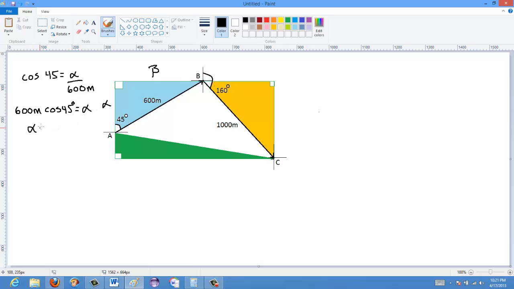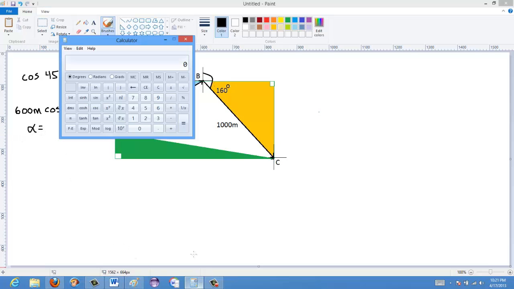That means alpha is equal to, and let's pull up our handy dandy calculator here, 600 times cos 45. Oops, let's try that a different way: cos 45 times 600.